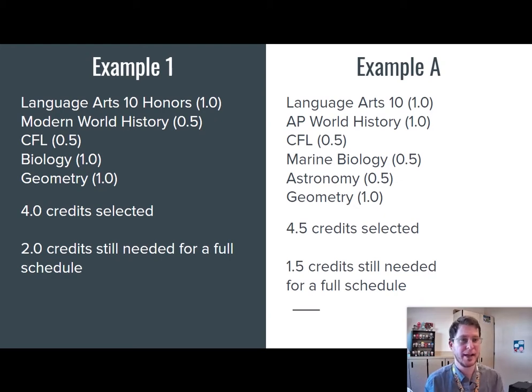On the right here, we've got example A. So language arts 10 for a credit. We've got AP world history for 1 credit. CFL is there. We've got marine biology and astronomy for half a credit each, and geometry for a credit. So in this example, the total right now is 4.5 credits. So we need 1.5 credits to get to that full schedule of 6. So what might we choose to fill out the rest of the requests?